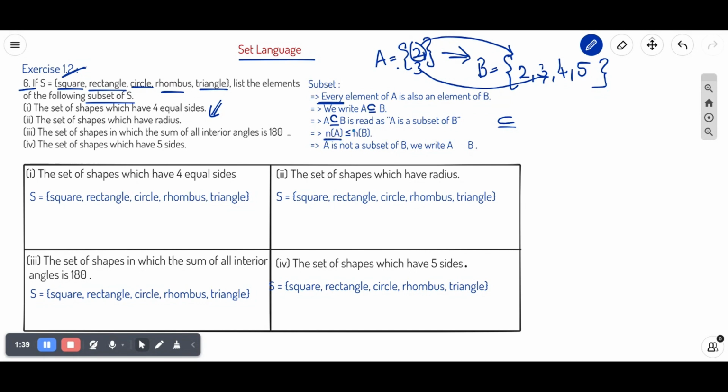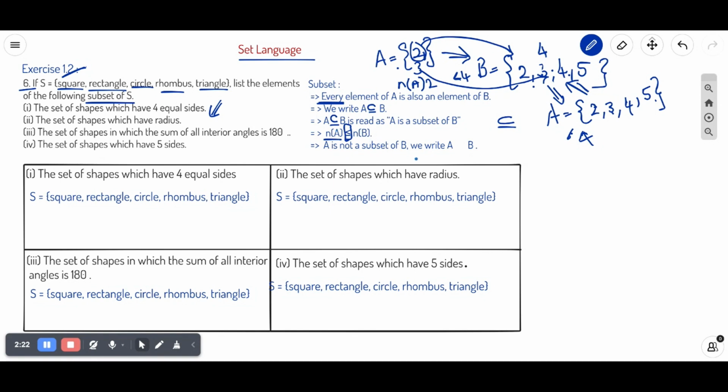Now n of A should be less than or equal to n of B, which means if suppose your A is equal to {2, 3, 4, 5}, then still this A is a subset of B, because 2 is there, 3 is there, 4 is there, 5 is there in B. But n of A is 4 and n of B is also 4. So they have written n of A is less than or equal to n of B. Less than means in this condition n of A is only 2, which is less than 4. So either it can be less than or equal to, like in this condition.